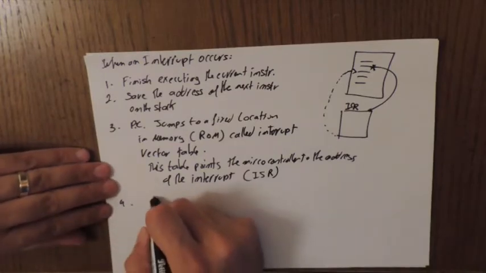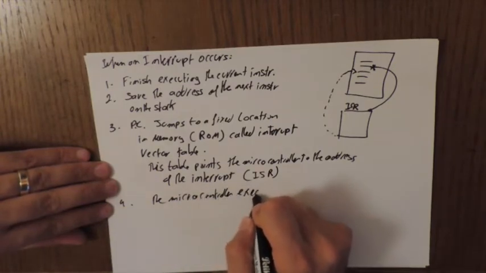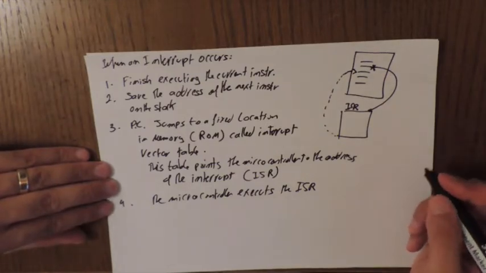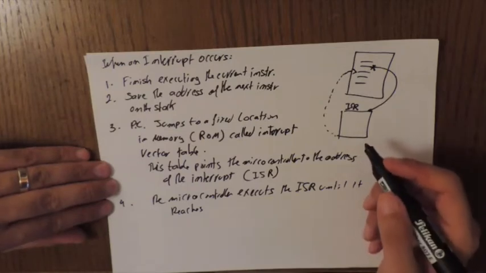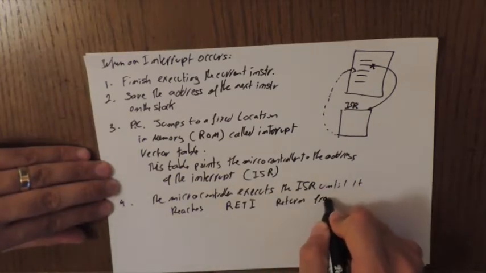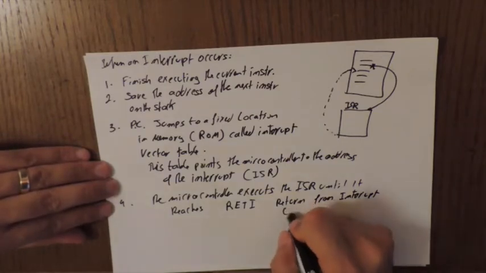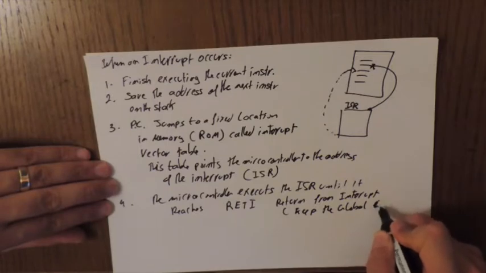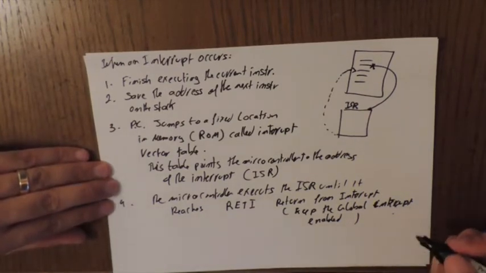Fourth, the microcontroller executes the ISR, which in our previous case is just lighting the LED, until it reaches the return instruction. But here we have a different return. We don't have the normal return of a call. We have something called RETI, which means return from interrupt. Because this is an interrupt service, it's not a normal function, and this means it keeps the global interrupt enabled. We're going to discuss this later, what we mean by keeping the global interrupt enabled.